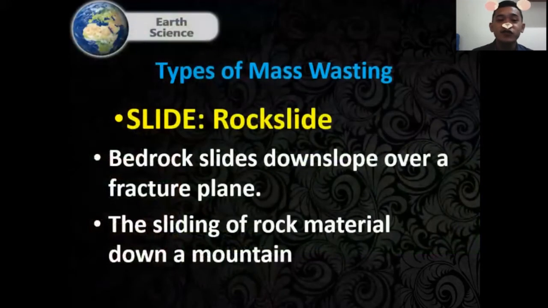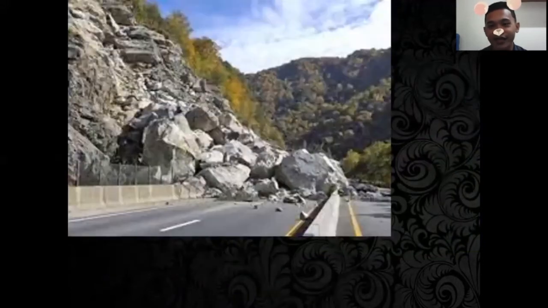Alright? Next, here's another example of your slide, your rock slide. Bedrock slide slope down slope over a fractured plane. The sliding of rock material down a mountain. Ayun lang. Rock slide. Ang nag-slide, rocks. Ganun lang po. Ayan, example.